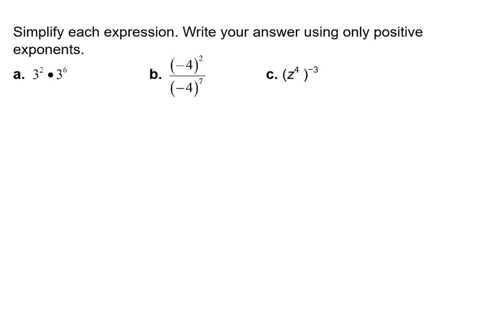So if we look at this and we're using those rules that you have, we see that we have the base written twice. That's our reminder that we're going to add the exponents. 2 plus 6, so that's 3 to the 8th.